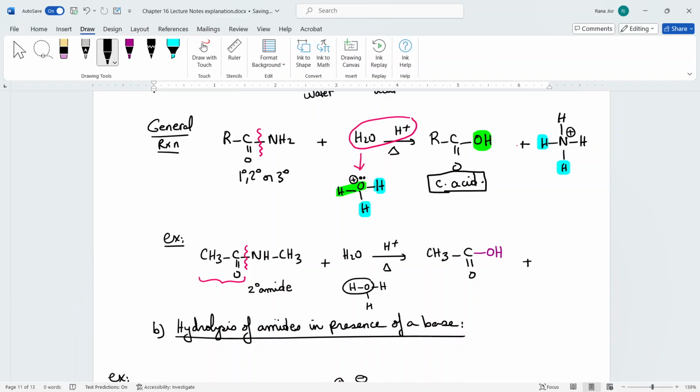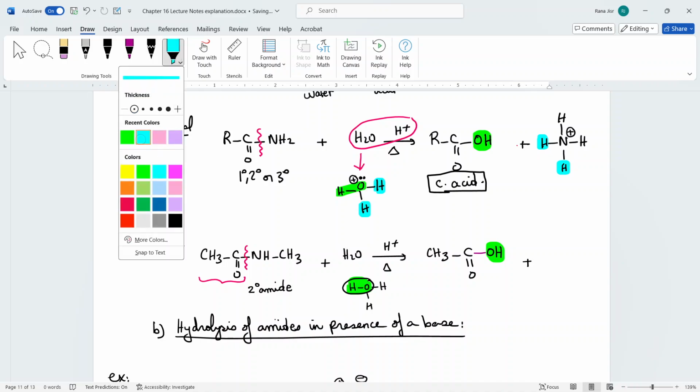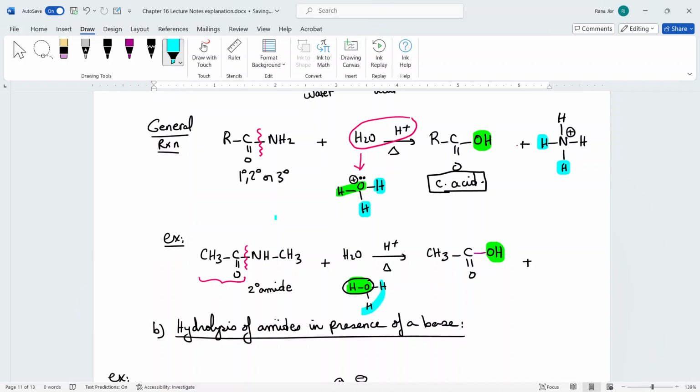So that OH is added. Let's highlight that. So this OH over here, let's use a different color. Okay, so that OH is this one there, plus now the leftover hydrogens. So these are the two hydrogens that are left over.